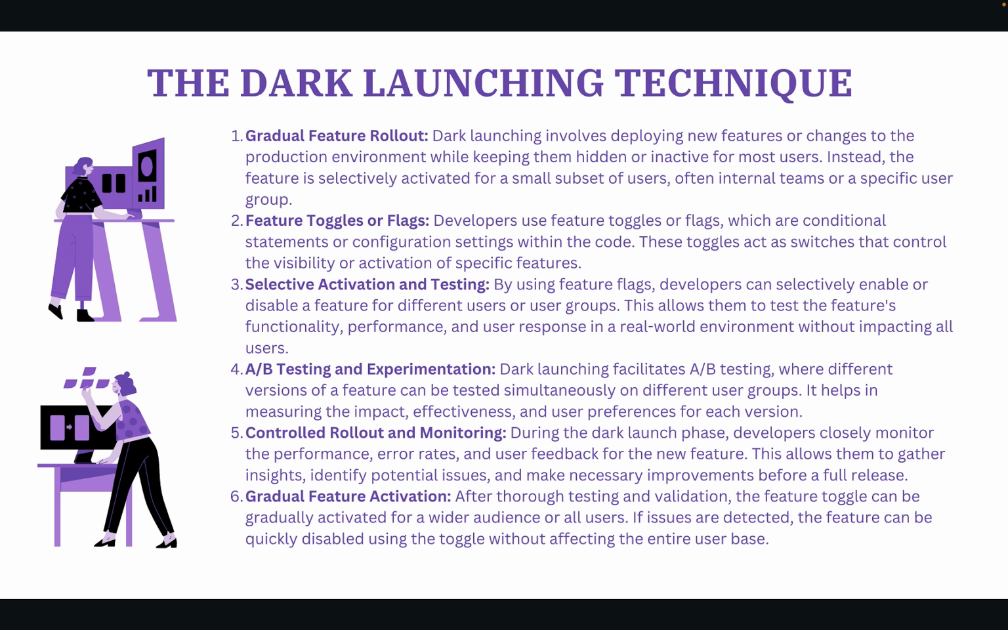They release the product to smaller groups, take the feedback, and test with the small groups as a beta version, and then they add the feature for everyone. This is called A/B testing and experimentation. Dark launching facilitates A/B testing, where different versions of a feature can be tested simultaneously on different user groups. So one feature is tested on one group and another feature is tested on a different group.